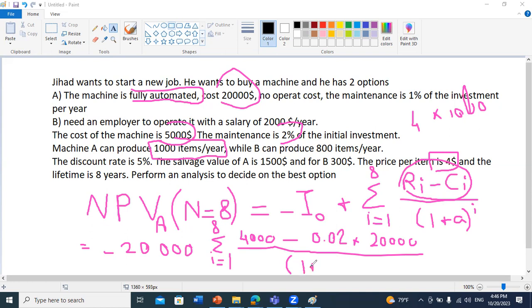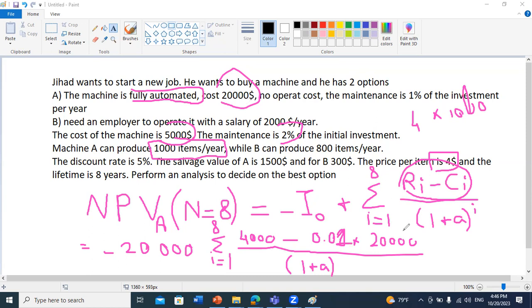But Professor, is this 2% of the $5,000? No, I'm talking about machine A. It's machine A now. Sorry, 1%. Exactly. The maintenance is 1% for A. So it's 1% of 20,000, which is 200. Yes, which is $200.